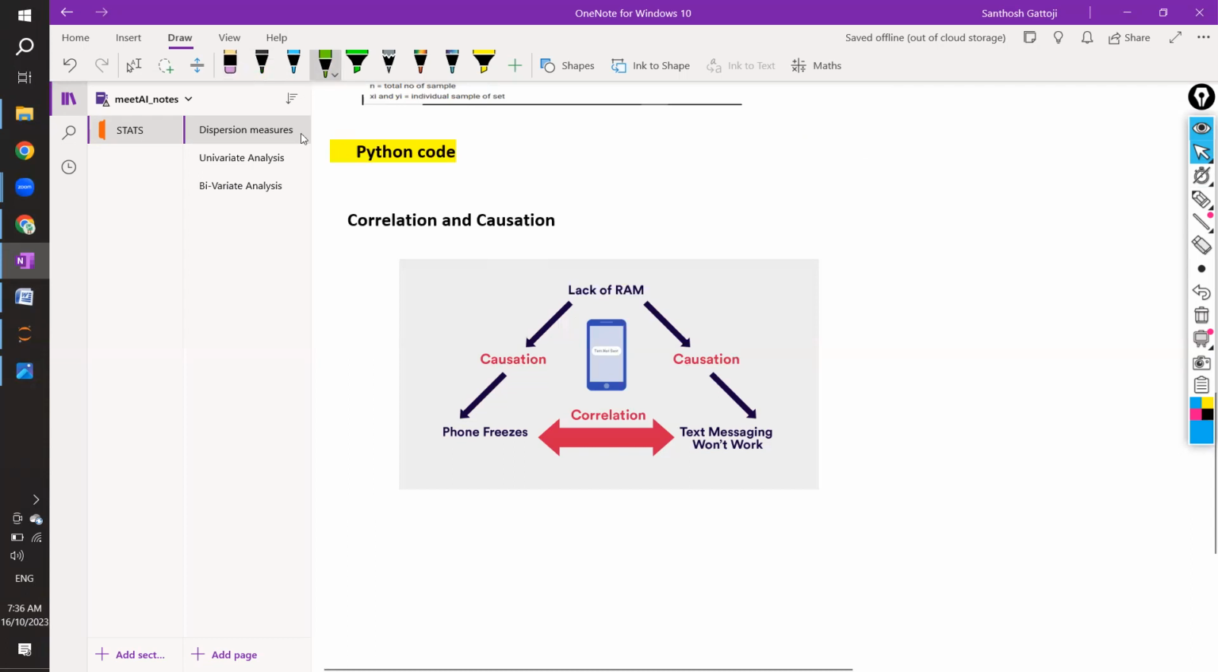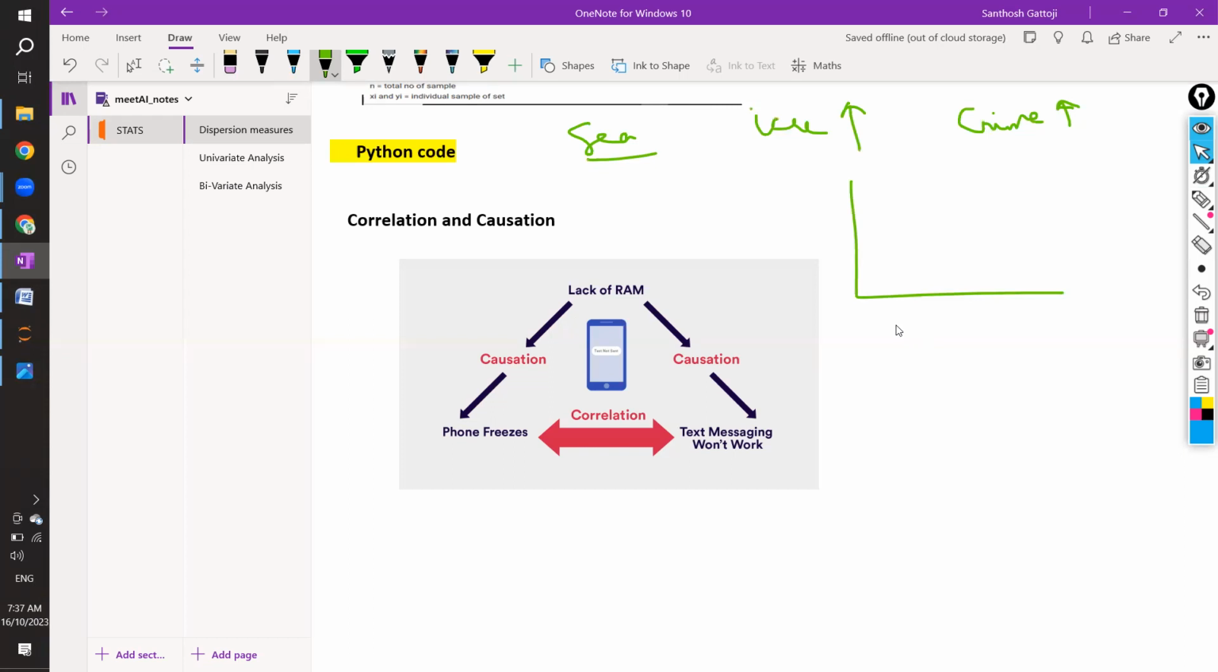Let me tell you. In a particular season, if you see the ice cream sales are increasing, and also, let's say in the same area, the crime rate is also increasing. These are two statistics you got. If you plot a graph, as ice cream sales are increasing more and more, you can also see an increase in the crime rate.